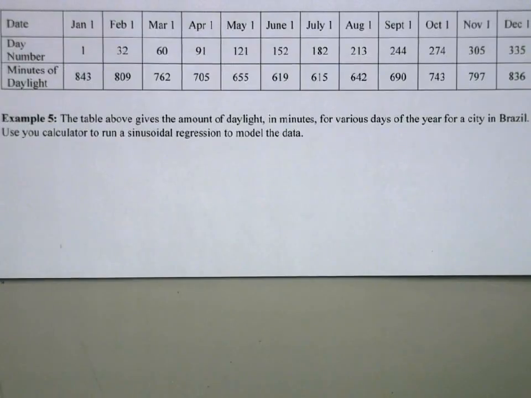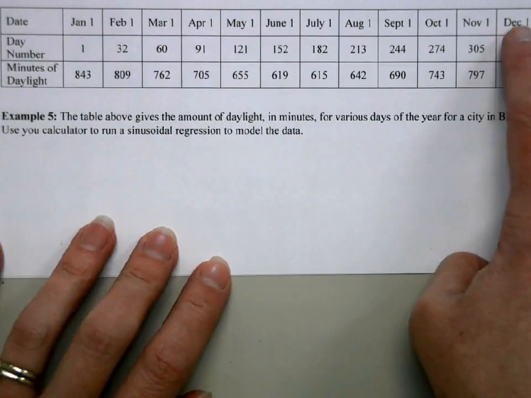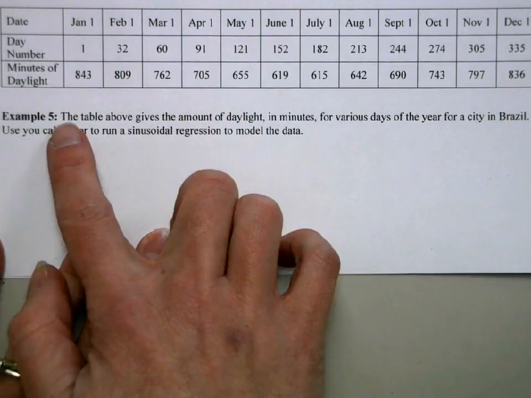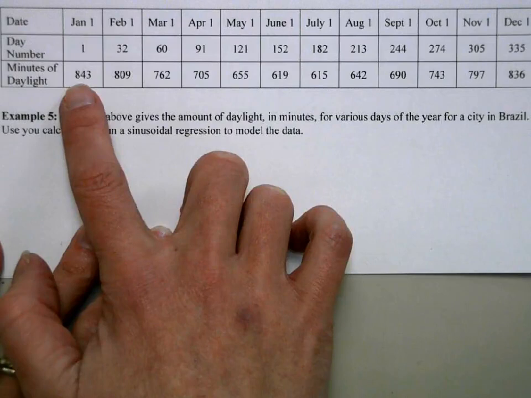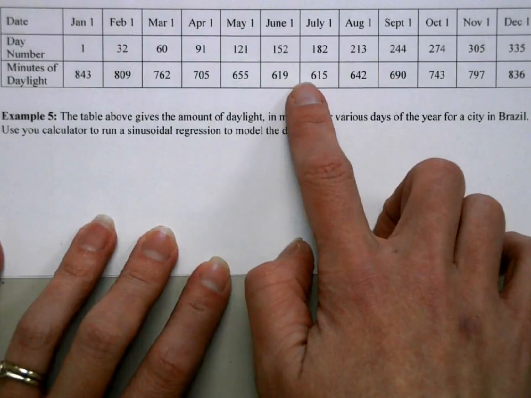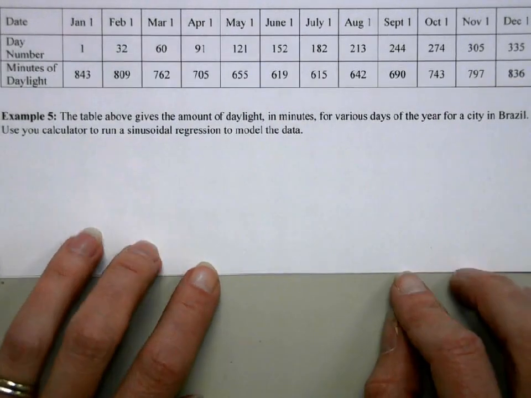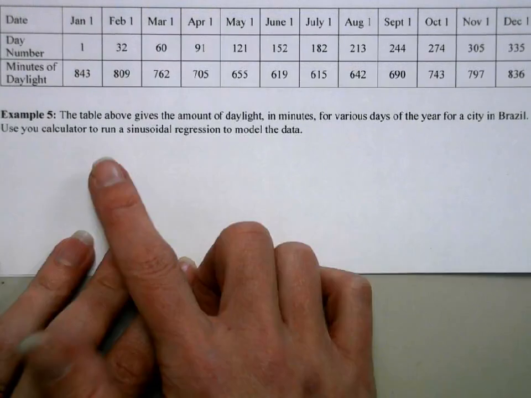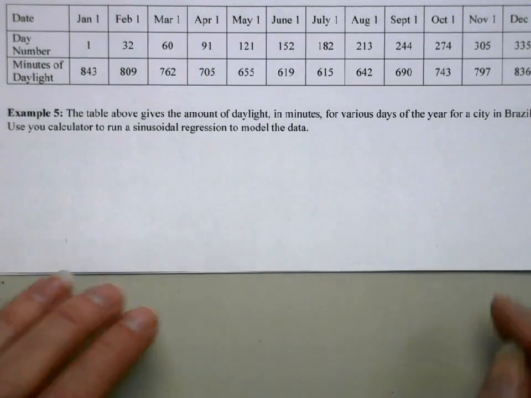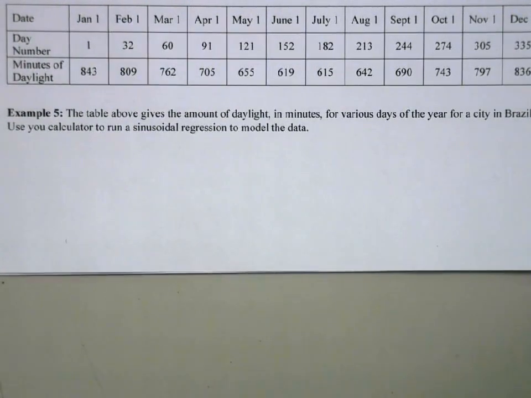Okay, our next scenario is where we're counting the minutes of daylight per month. So we have the first of each month converted to a day number from 0 to 365, I guess 1 to 365, and then the number of minutes of daylight. You'll notice in my table here, we start at 800, it goes down to 600 or so, and then it goes back up. So this is a southern hemisphere city. This gives the amount of daylight in minutes for various days of the year for a city in Brazil. We're going to use the calculator to come up with a sinusoidal regression for this. So first we need to enter our data.